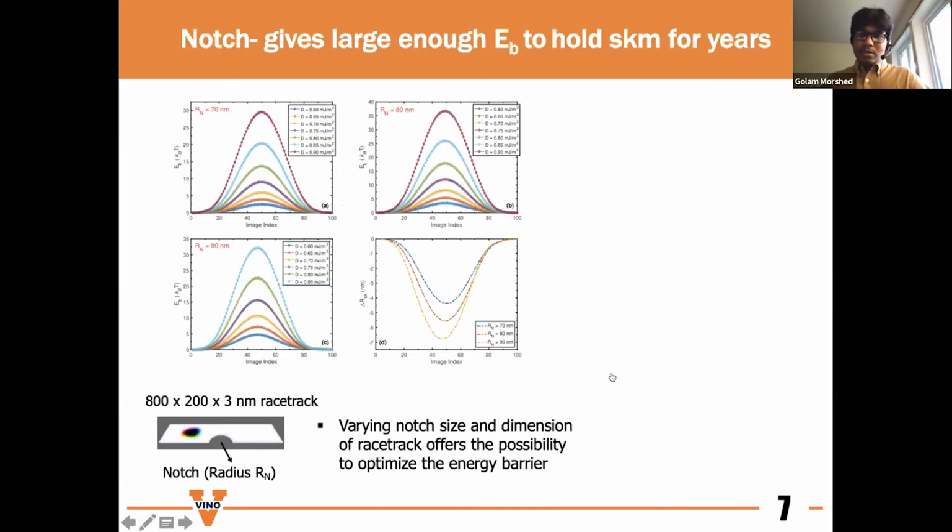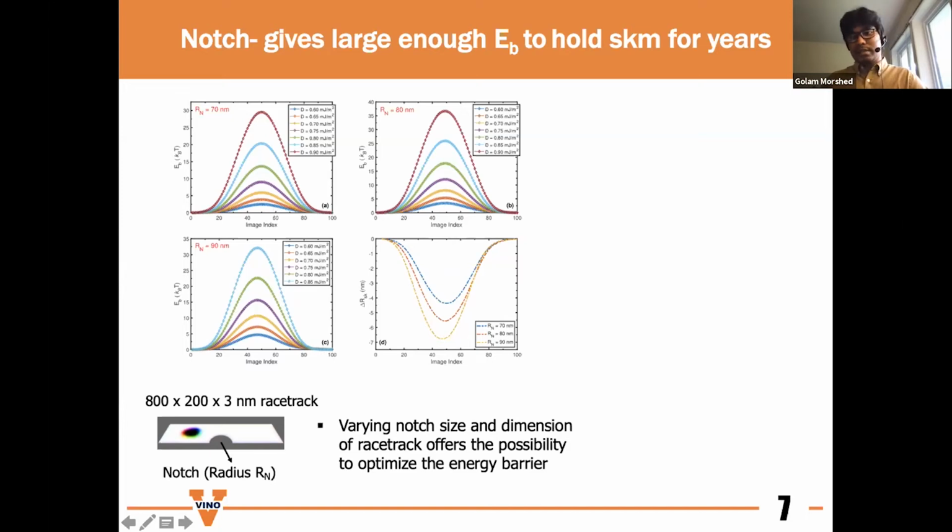Although this anisotropy defect can give a long enough lifetime for the skyrmions, for practical application it might be difficult to maintain the ratio between the defect region and the rest of the track region. So we use another type of defect here, which is basically a notch. That means missing material from the racetrack. For the same dimensions of the racetrack, we vary the DMI and also the notch radius, and the results are shown here.